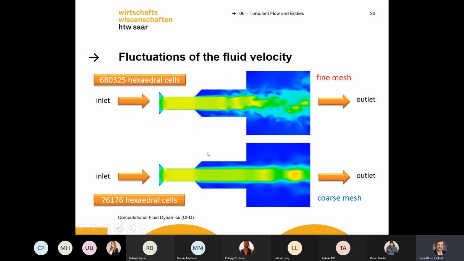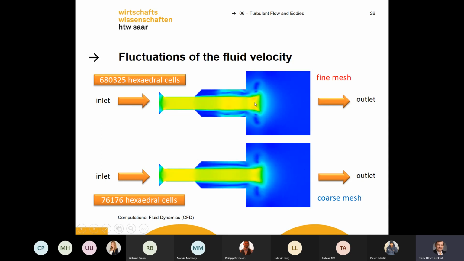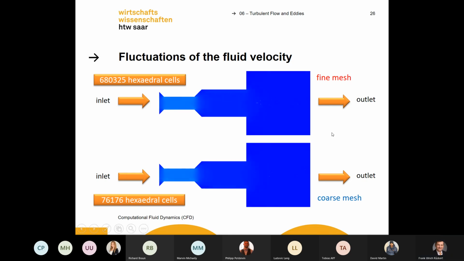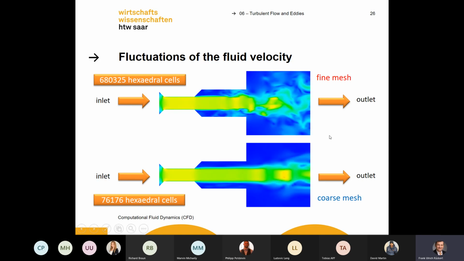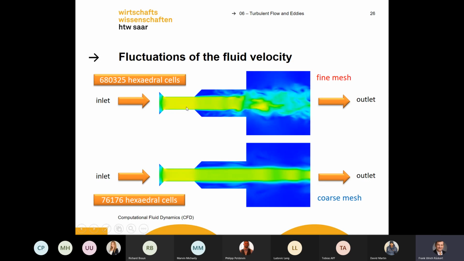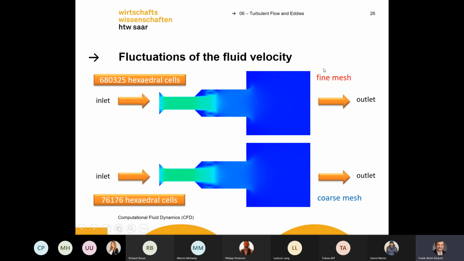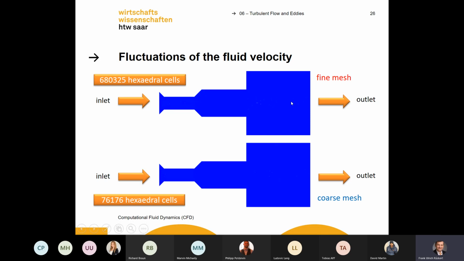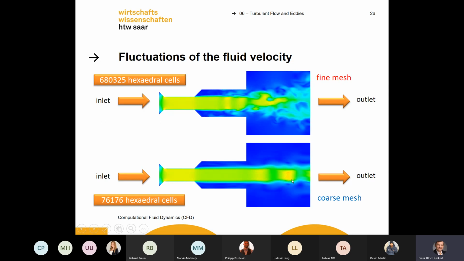We first have a wake region here, and then we get a swirl. We also get swirl at the exit, and you see a fluctuation. You can also see that the simulation results are quite different if you use different meshes. The description of the turbulence changes pretty much if you change the mesh size. If you use a fine mesh, the discretization of the swirls is much better.